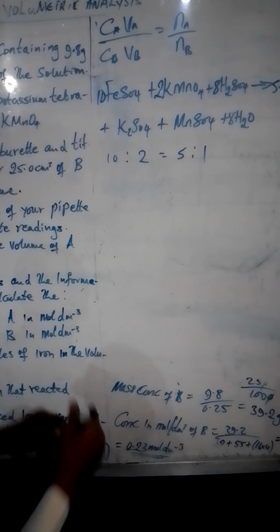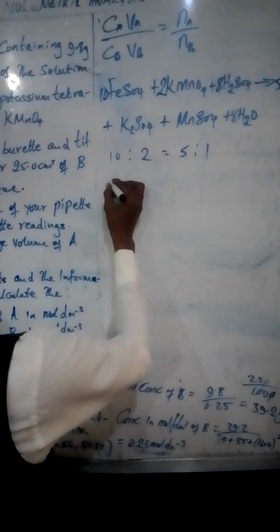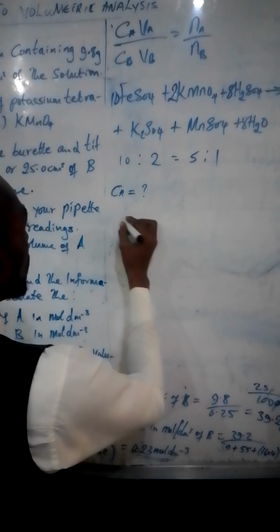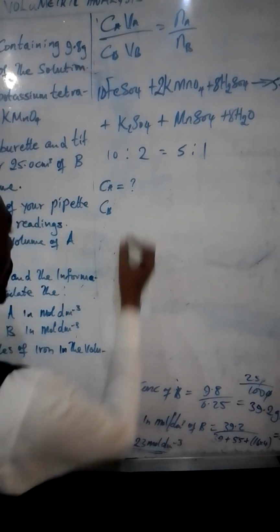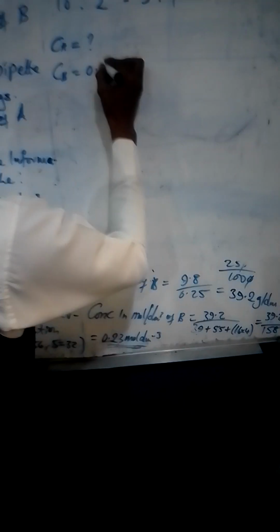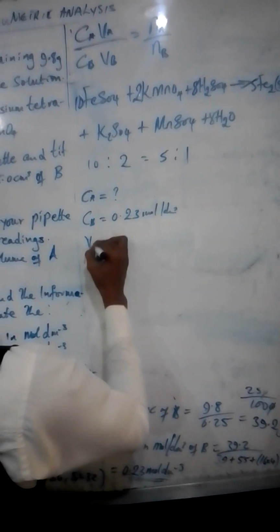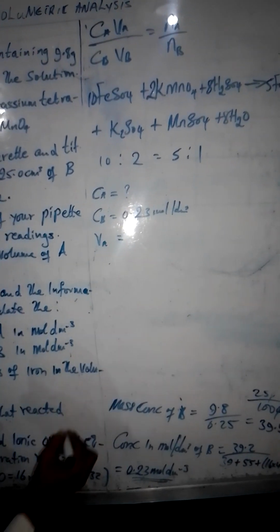So since we have gotten the equation, we are going to calculate the concentration of A. Using this, we know that our CA, which is the concentration of A, is unknown. Then CB, which is the concentration of B, is equal to 0.23 mole per dm cube. Then our volume of A is equal to the average titer value.